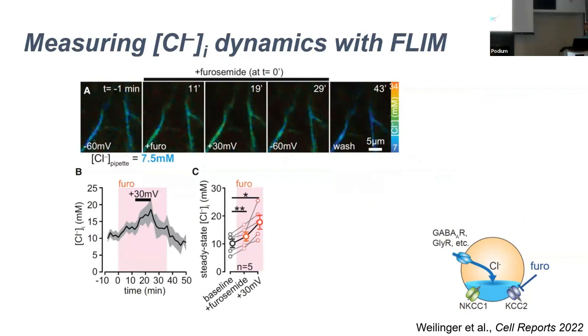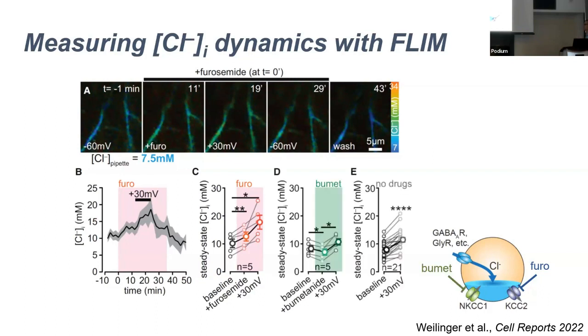And so here's an example of a patch neuron. We can record these MQAE chloride concentrations in the dendrites. We can increase chloride if we block the chloride extruder, KCC2, with furosemide, and so we get that expected chloride increase. We can increase it further still by depolarizing the membrane to open voltage-gated chloride channels. And both of these effects wash out very nicely.